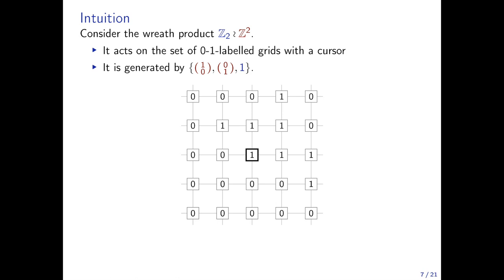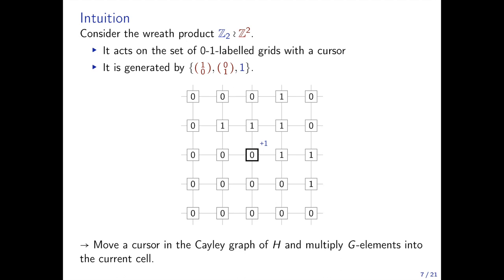Now this group is generated by a generating set consisting of the generators of the grid. So these are the two unit vectors, and the generator of Z2, which is just 1. Now these generators can be viewed as operations on this grid. So the generators of Z squared allow you to move around the cursor, whereas the generator of Z2 allows you to operate or multiply on the current cell. So roughly speaking, a wreath product can be thought of as moving a cursor in the Cayley graph of H. So here the Cayley graph of Z squared would be the grid. The Cayley graph of Z would be just a line. And we can also multiply elements from G, this is the group on the left side, into the current cell.